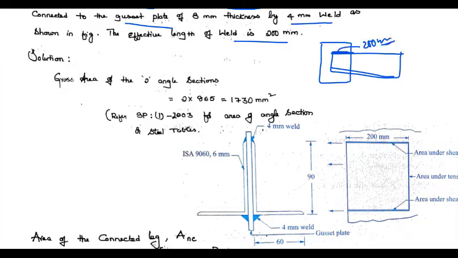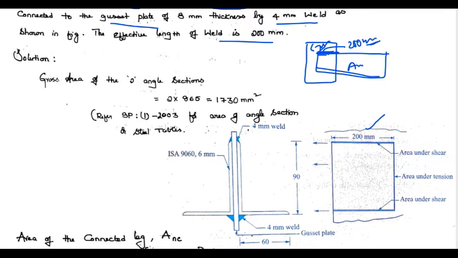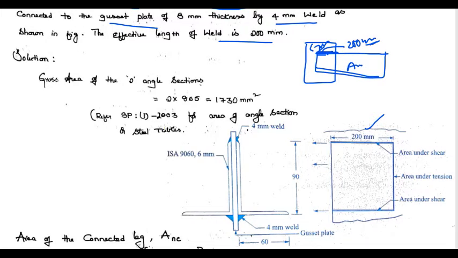I mean you can say that the overlap length of this angle section with this gusset plate is 200 mm. So that is what you are seeing in this figure, and therefore this would be the area under shear, and this would be the area under shear, and this would be the area under tension.